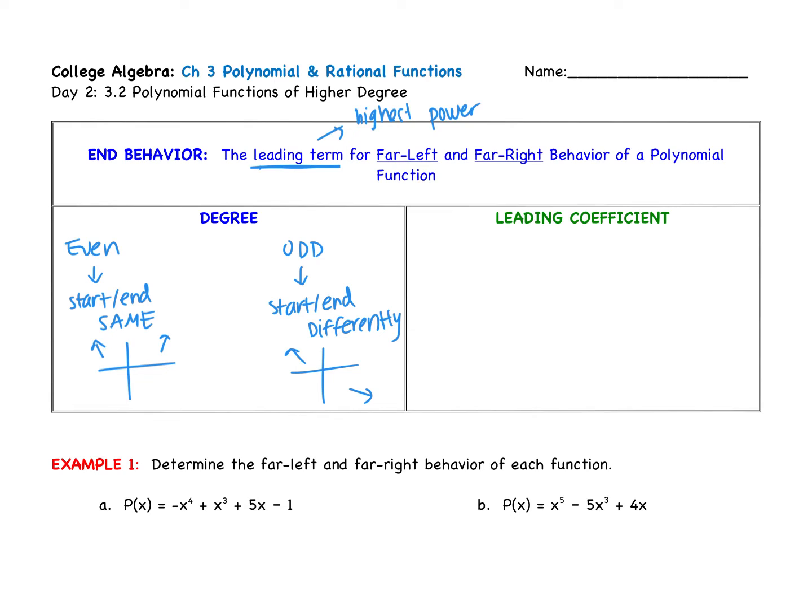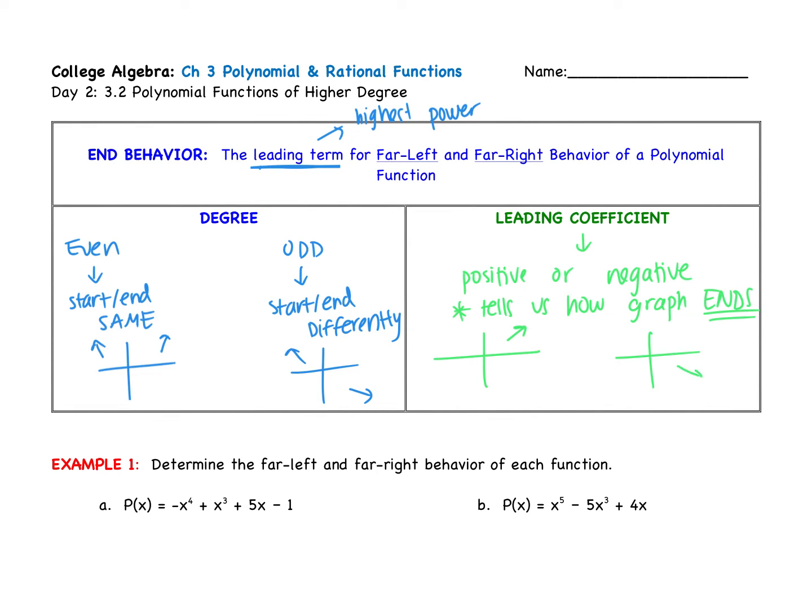The second piece of end behavior is the leading coefficient, so the number in front of the term. What we care about is that lead coefficient positive or negative? And that lead coefficient will tell us how the graph ends. Okay, for example, a positive lead coefficient will end up. So if we have a positive lead coefficient, our graph will end up. If we have a negative lead coefficient, our graph will end down.